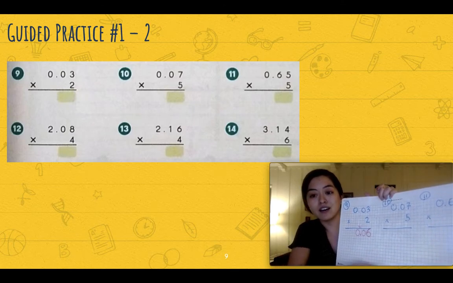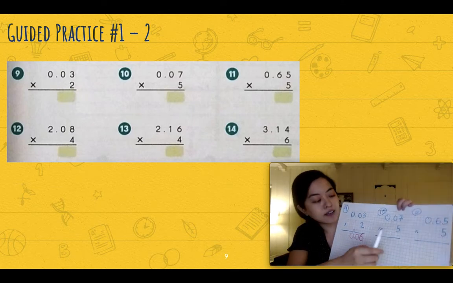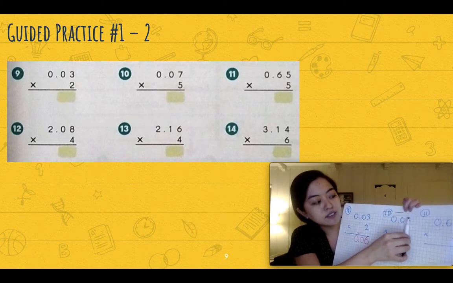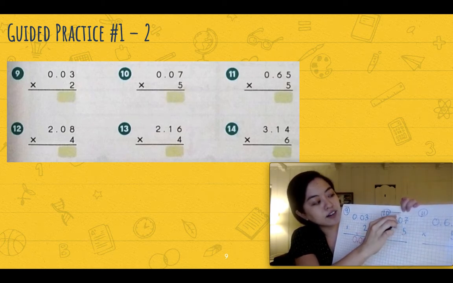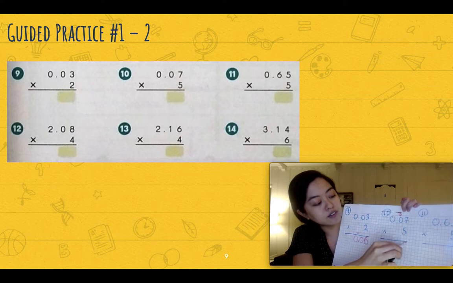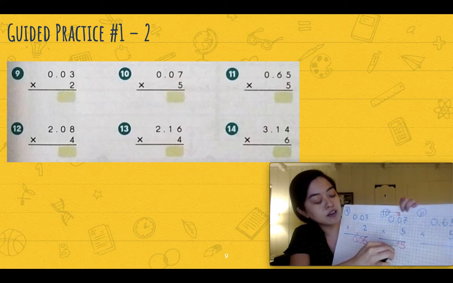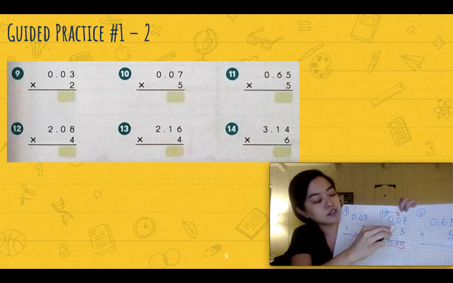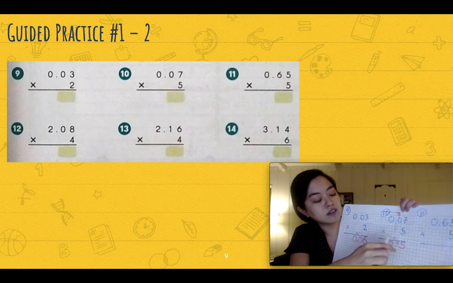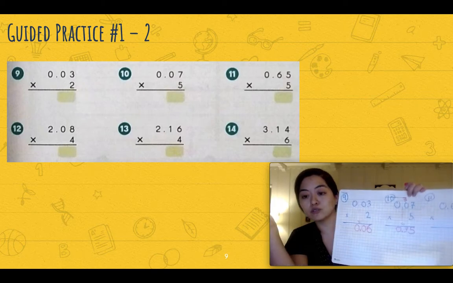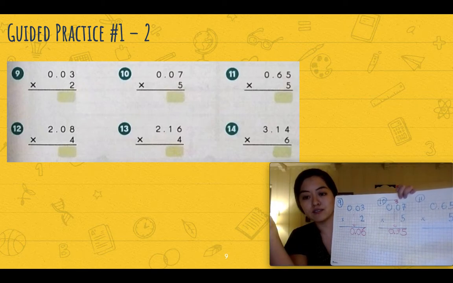Okay. All right. Let's look at number 10. We have 5 times 7 is 35. I'm going to write a 3 here and a 35 here. 5 times 0 is 0. Plus 3 is 3. 5 times 0 is 0. And then my decimal point goes all the way down here. And this is my decimal point, so it'll be 0.35.